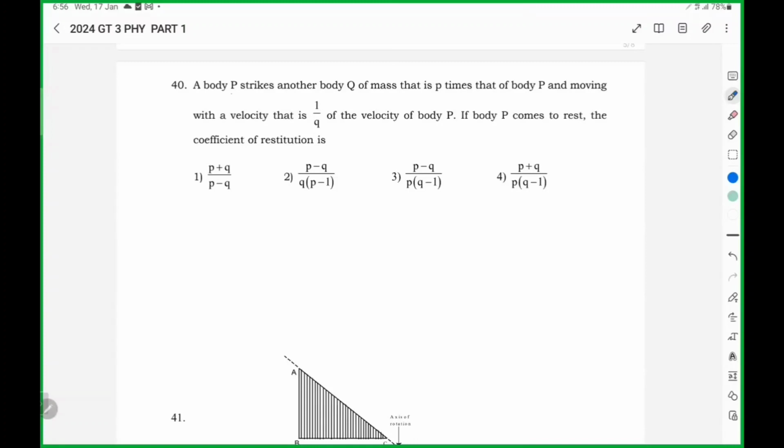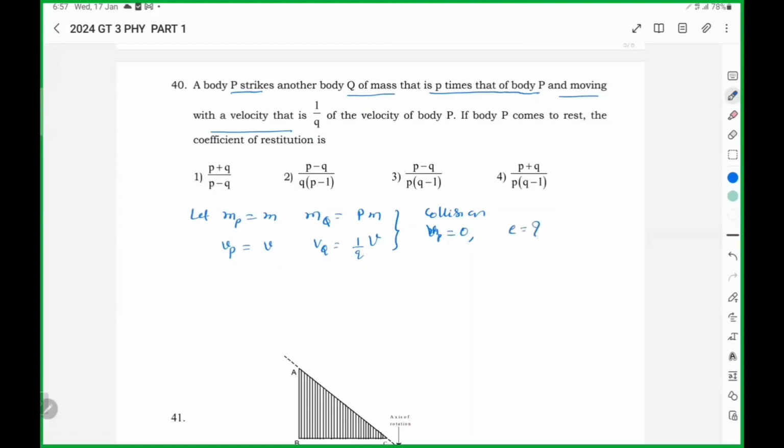A body P strikes another body of mass P times that of the first body. Let us assume the mass of P as M, the mass of Q will be P times M, moving with a velocity 1 by Q that of V. So the velocity of this body P, if I assume, is this. And after collision, body P comes to a final velocity of 0. The coefficient of restitution, this is what the question asks.